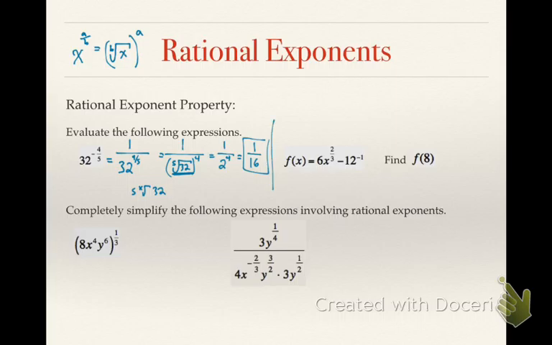Now let's look at the next one. We're evaluating a function dealing with fractional exponents. So we want to find f of 8. So we have to plug 8 in everywhere there's an x. So we have 6 times 8 to the 2/3 power minus, and I'm going to write this as 1 over 12, because 12 to the negative 1 is 1 over 12 to the 1st. Okay. Let's make that a positive exponent just to deal with.